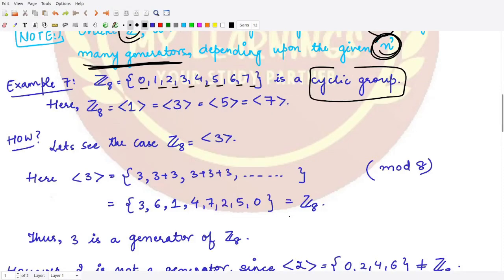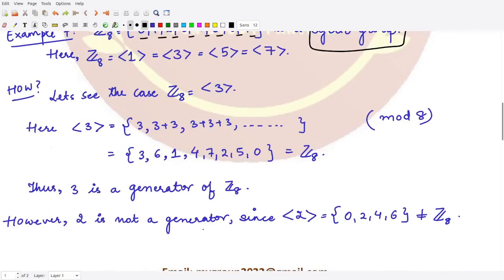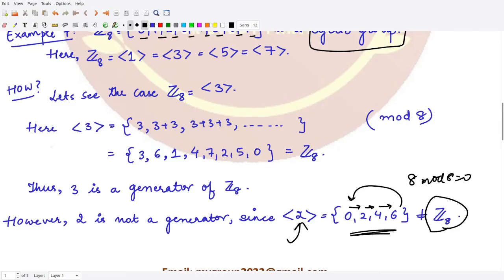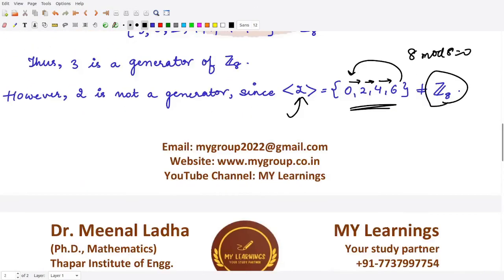So let's see how this is the case. 2 is not a generator because the cyclic subgroup generated by 2 would contain the digits 0, 2, 4, 6. Next, 8 mod 8 is equal to 0 only. So you see we have again, after 6, the value 0, then 2, then 4, then 6, and then 0. So this is not equal to Z8, because the elements 1, 3, 5 and 7 are missing from it, right? So I hope you understood this example.